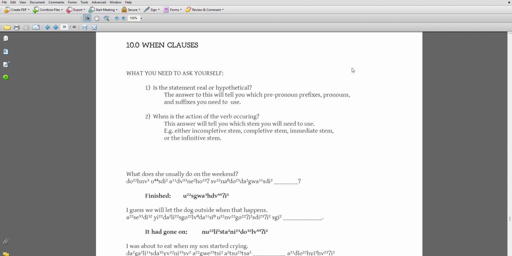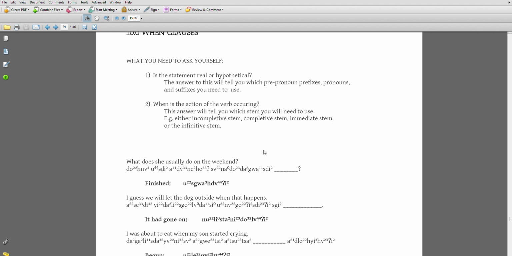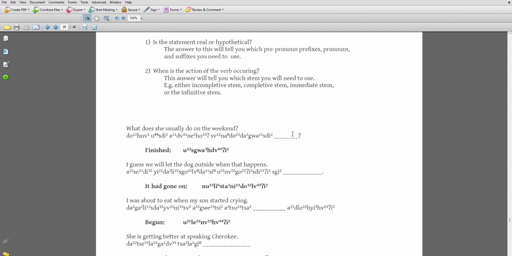What does she usually do on the weekend? Donna usti. Adane hon. Sandota wasti. Usquatai. So that means when it finished. So when the week had finished, what does she usually do? I guess we will let the dog outside when that happens. Aseti. Yidalisko stas. Unago isti. Ski. Then nustanidolai. It had gone on. So when and if that had gone on.